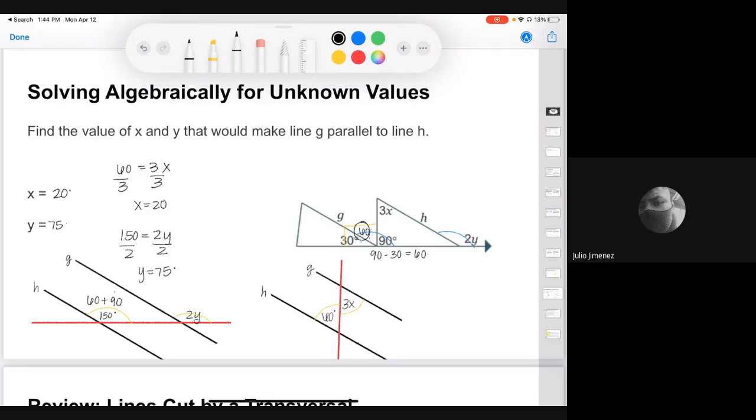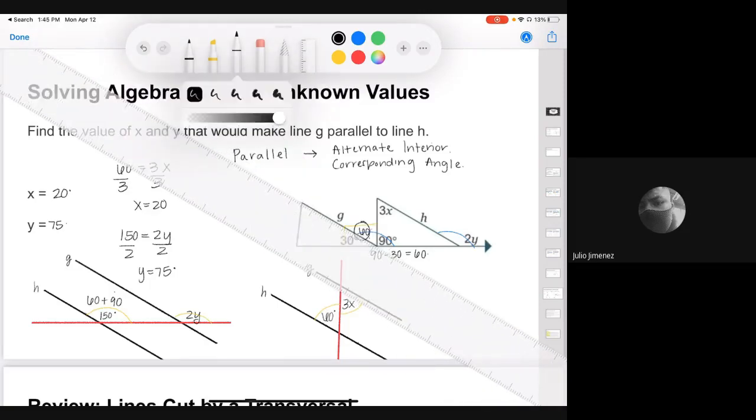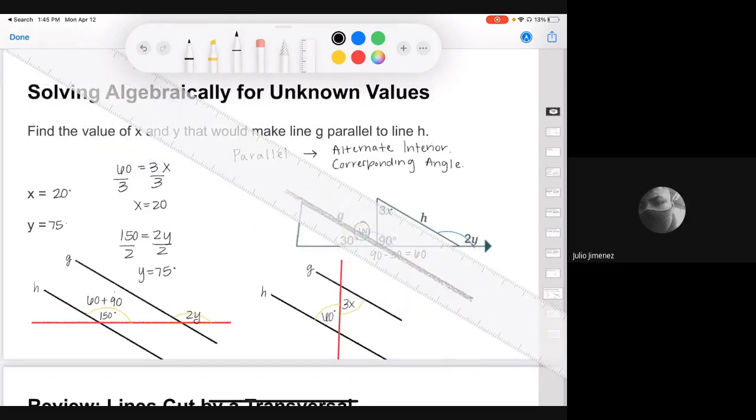So basically what this is saying is that if these lines are in fact parallel, then what I should be able to do is identify these different angle relationships. And here we had an alternate interior angles relationship, and we had a corresponding angle relationship. That is only true if those two lines, G and H, are in fact parallel to each other. G and H being parallel to each other means this line is parallel to this line.